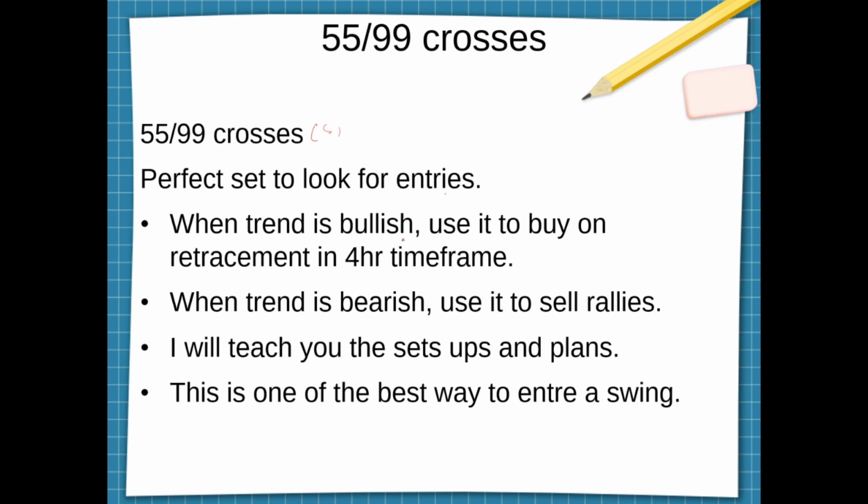When trend is bullish, use it to buy on retracement on the 4-hour time frame. I would say when trend is bullish on daily time frame, so if you have 55, 99, something like that, that would be the 55 and the 99 on daily time frame. This thing is like a block support. It's like a support block, and then you can trade over it easily.